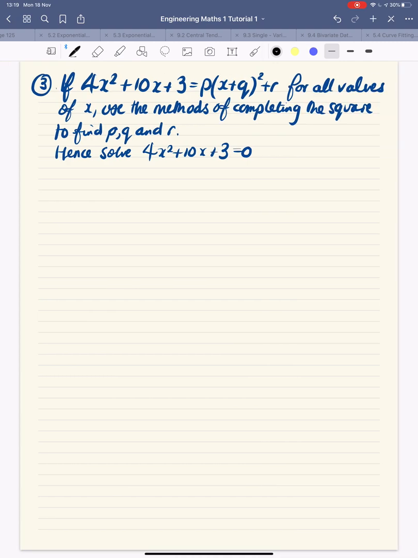Right, part 3. 4x squared plus 10x plus 3 is p(x plus q) squared plus r for all values of x. Use the method of completing the square to find p, q and r. Hence solve that equals 0. Right, so 4x squared. Let's take a 4 outside the bracket, because 4 times x squared is 4x squared, 4 times 10 over 4 is 10x, 4 times 3 over 4 is 3.